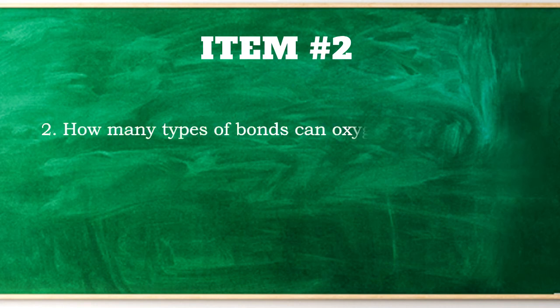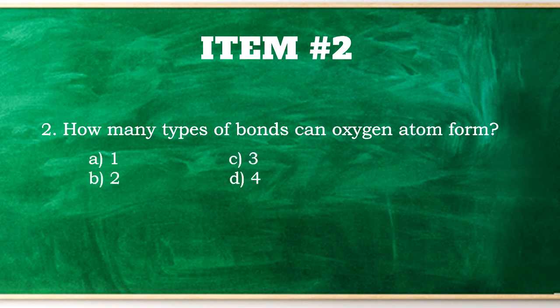Moving on to question number 2. How many types of bonds can oxygen atom form? Letter A, 1. Letter B, 2. Letter C, 3. Letter D, 4. I repeat, how many types of bonds can oxygen atom form? A, 1. B, 2. C, 3. D, 4.